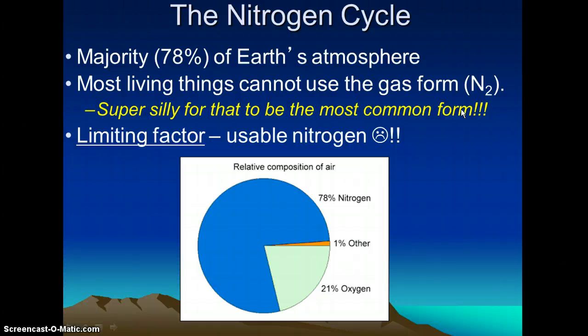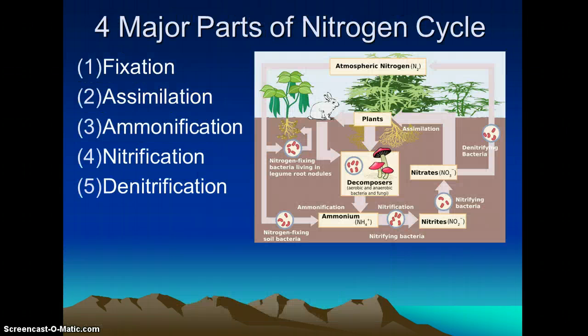So nitrogen is usually considered a limiting factor in an ecosystem because most of the nitrogen out there in the environment is not even usable, this N2 gas form. 78% not even usable. Oh, so sad. Okay, so how does this cycle work? This is hard, so we will practice this in class. There are 5 major parts. We're going to go through each of them in turn.